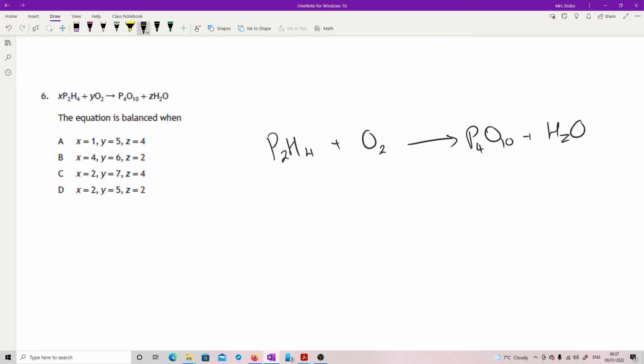Right, so let's start with phosphorus, P2, P4. There's your 2. That gives me 4 of these. I've now given myself 8 hydrogens, so over here I'm going to change that to 4. So I've now got 8 hydrogens over here. I've now got 10 oxygens here plus 4 here, so I've got 14 oxygens. I've got an O2 here, so here's my 7. So X is 2, Y is 7, and Z is 4. There we go.